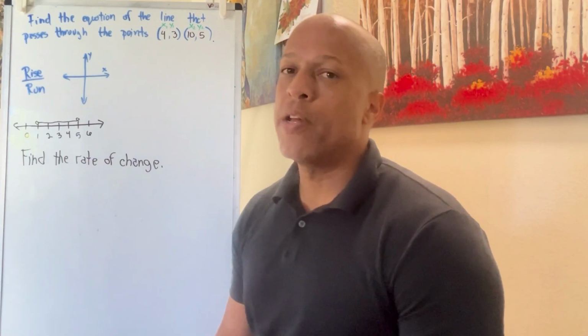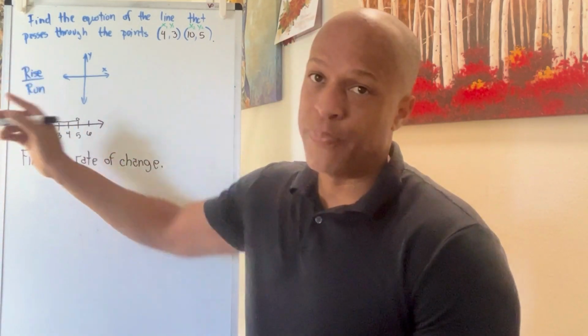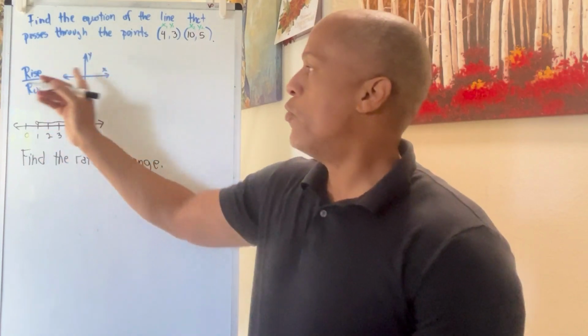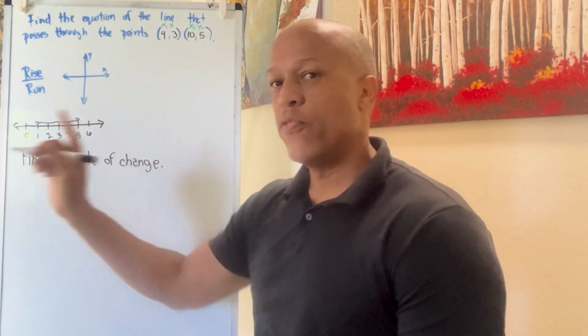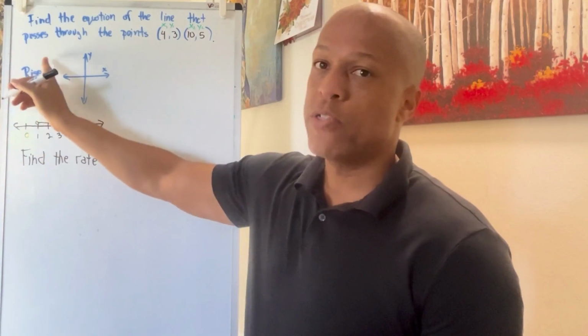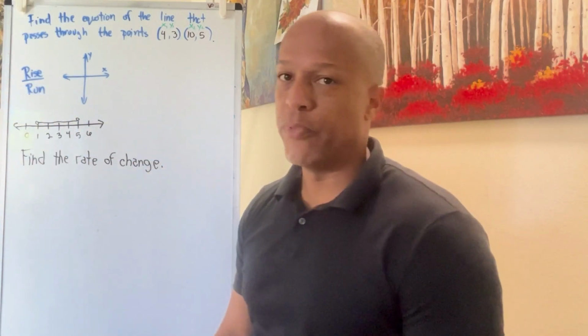So the first thing we want to understand is that we have rise over run. Rise over run means the y values are rising up and down. The run values are going back and forth, left and right, the x values. When we write the rate of change, it's always going to be rise on top, run on the bottom.